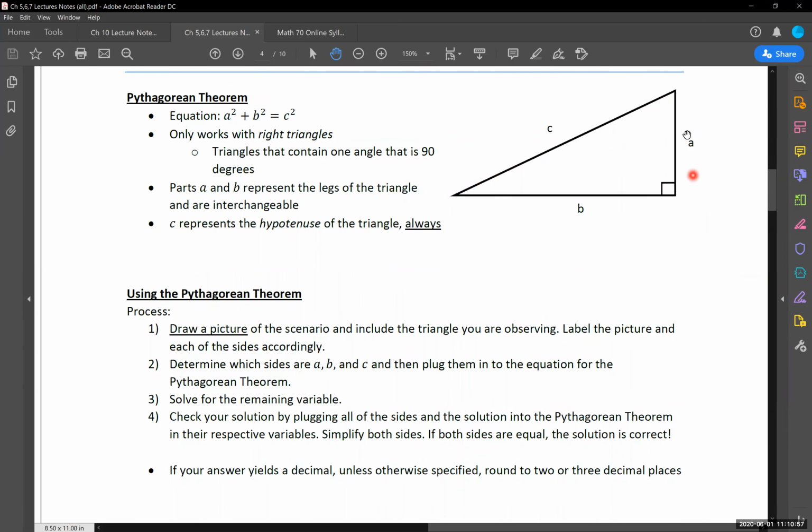This vertical side represents, maybe it's a telephone pole, maybe it's the side of a house. C could represent, maybe it's a ladder, maybe it's a wire, something to that effect. B could represent the ground, it could represent a measured distance, something to that effect. Labeling these sides in the context of the problem goes a very, very long way when you're solving these equations.